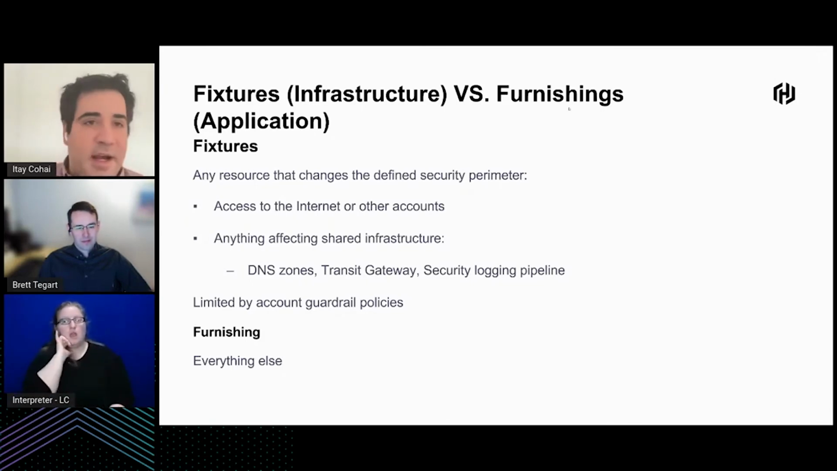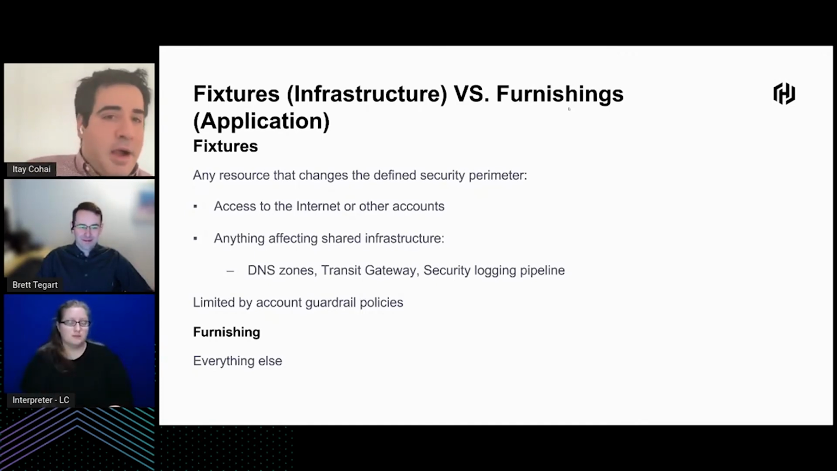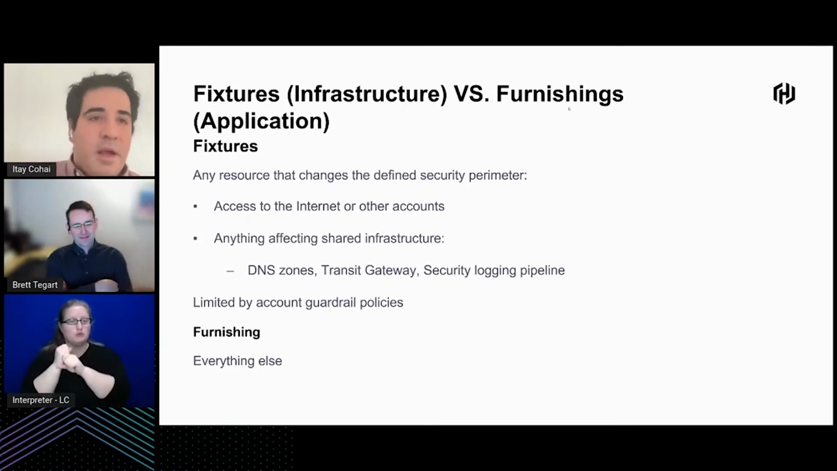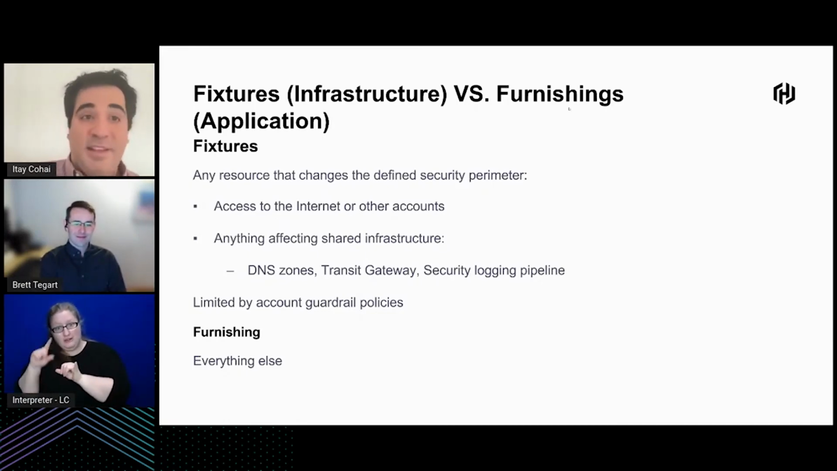I'm not saying application people don't know what they're doing. They do, right? But we want to make sure to help them not make a mistake. Also, anything that, as I said earlier, affects shared infrastructure, DNS, networking, security logging, you name it, right? I would not expect the application engineering folks to be focused on that. They have their own concerns, and a lot of them, right?